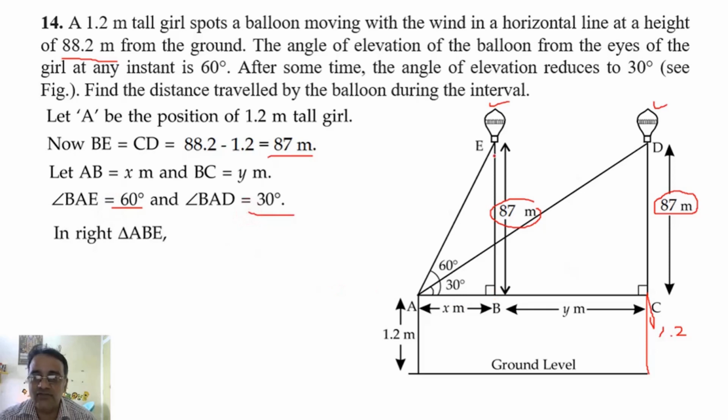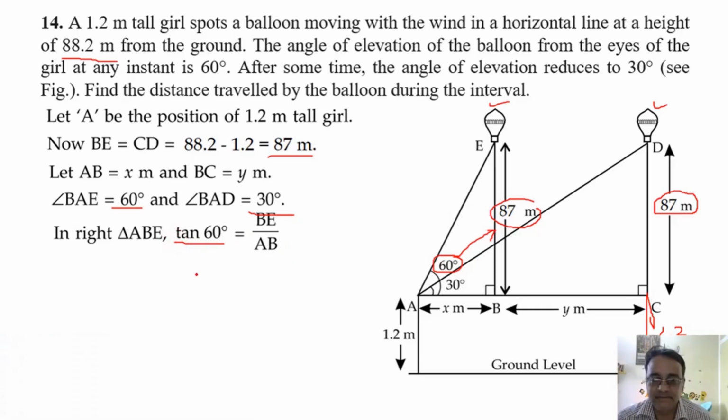Now we are going to take triangle ABD. So 60 degree, look carefully, this is the opposite side of 60 degree and this is the adjacent side. So now we are going to take tan. So tan 60 degree is equal to BE upon AB. What is the value of tan 60 degree? Root 3. Right. So root 3 is equal to 87 upon x. So what is the value of x? These two will interchange. 87 by root 3. Okay, 87 by root 3. Let it be equation number 1.